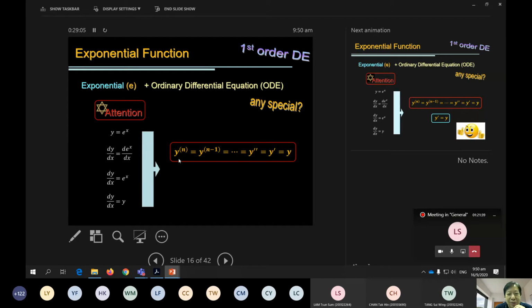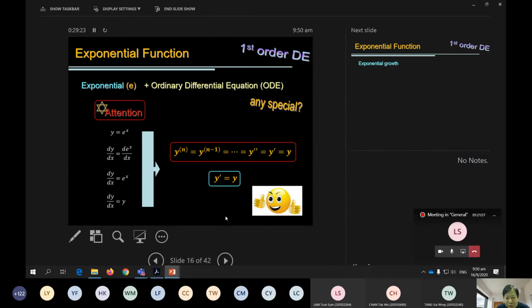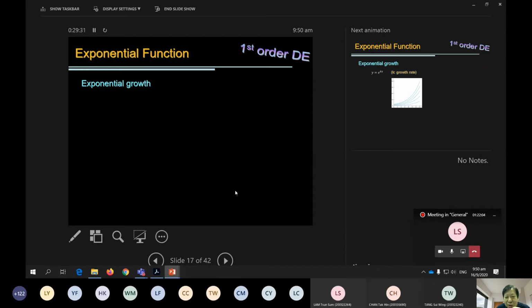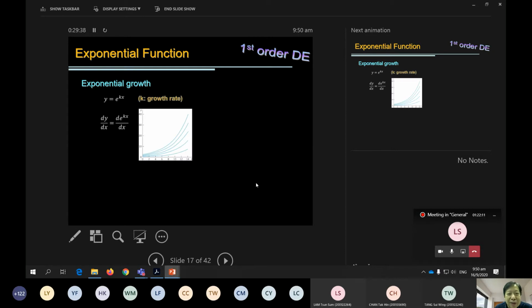So in general, no matter how many times you differentiate the exponential function, it ends up with y only. So you have to remember y dash equals y, y double dash also equals y, y triple dash also equals y. Except when we have a growth rate, where we have kx or nx, then in that case the differential of the exponential function will have the constant come out as a coefficient of the exponential.